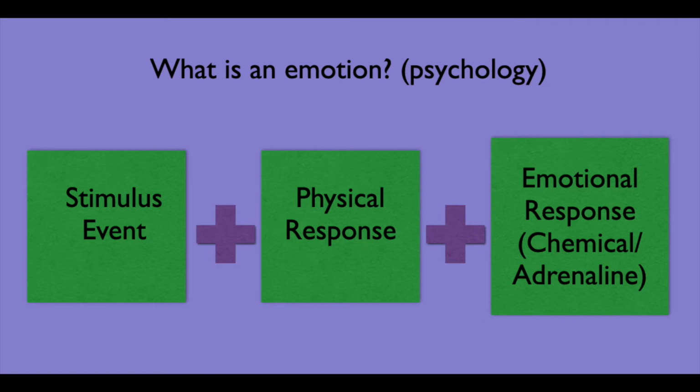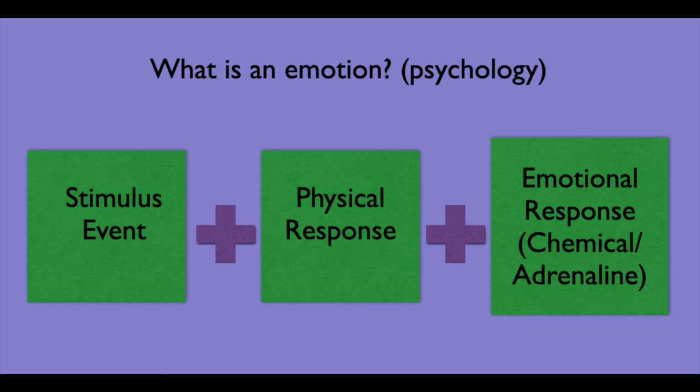Now, just briefly, what is an emotion? Well, to study emotion, we're really in the realm of psychology. And psychologists think of it this way, that there are three things that make an emotional state. There's a stimulus, something that is just at us that is causing something to happen, whether it's something we're thinking about or something we're experiencing.